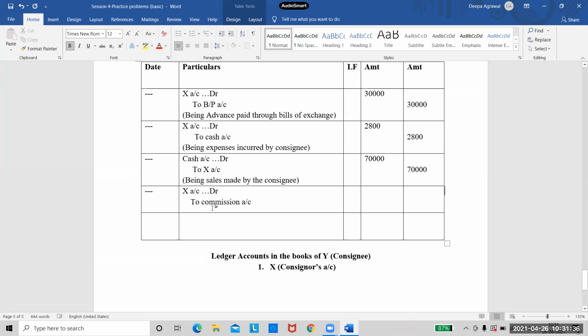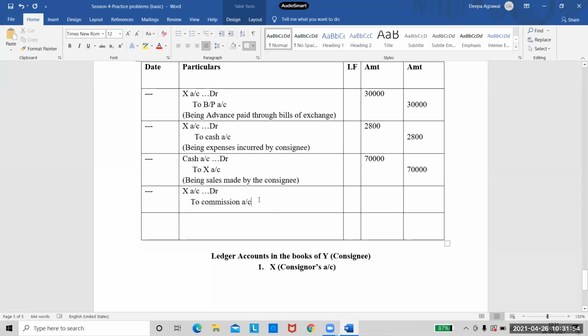For commission, we are writing the entry as X to commission. We are directly not writing X to cash because commission is not being paid by the consignee. It will be directly paid by the consignor later on. Right? So that is the reason we are writing commission here. We are not writing cash or bank.